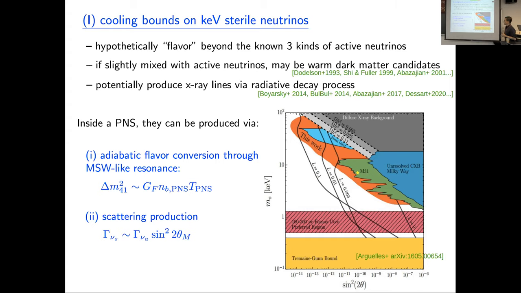So the production can be done by two different mechanisms. The first one is through the so-called adiabatic flavor transformation through an MSW-like resonance, exactly in the same way as solar neutrinos going through the solar density envelope of the sun. And the second one is through the scattering production by the mixing, immediate mixing.